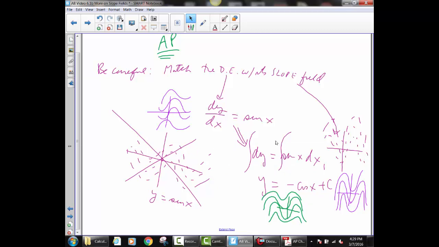Okay, so if they give you dy dx equals sine x, and they give you this as a choice, this would be very tempting because you're looking at the graph of y equals sine x. But this is not y equals sine x, it's dy dx equals sine x.